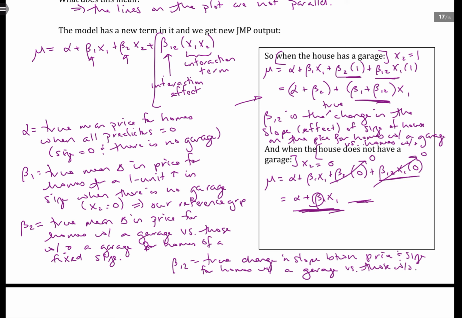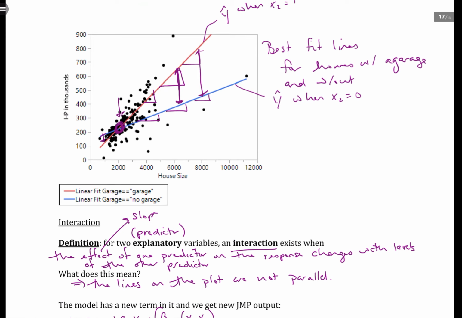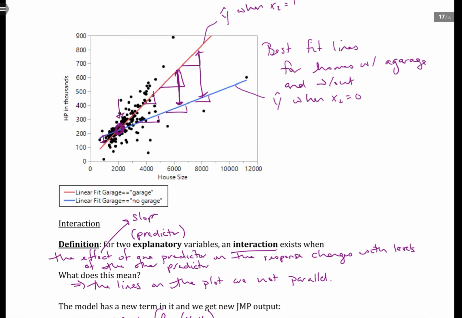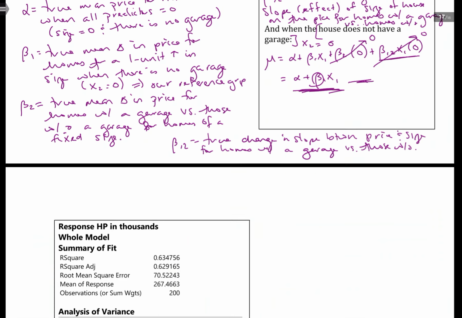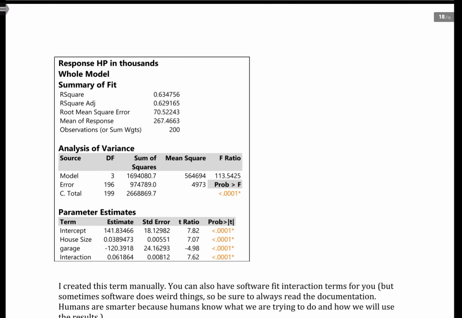So if homes with a garage have a steeper slope than homes without a garage, like we see here, then beta 2 will be positive because we're adding more to the slope. If, however, homes with a garage have a less steep slope, then beta 2 would be negative, and so because we would have to add less, we'd have to pull down that slope, make it shallower. So let's look at the results.